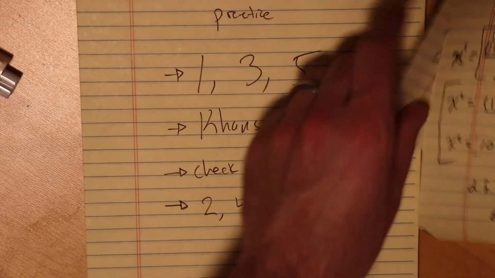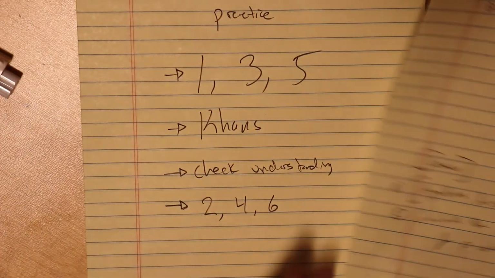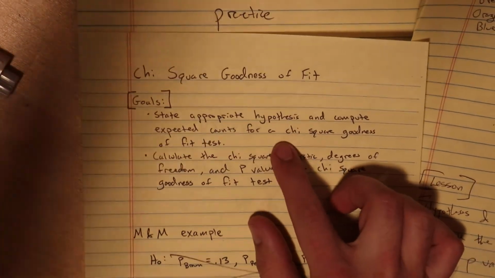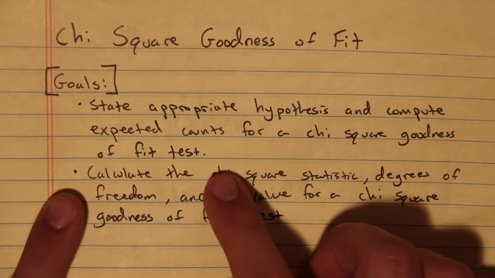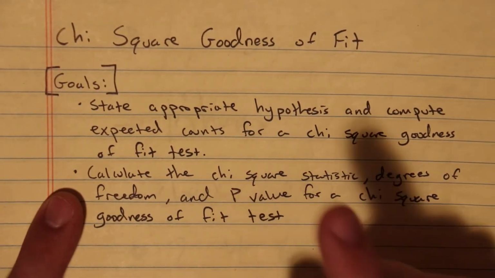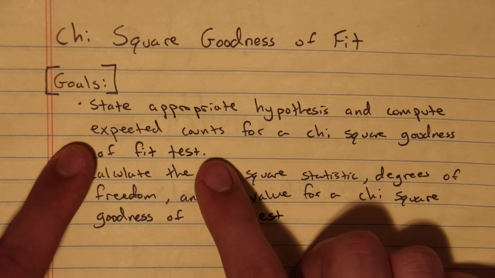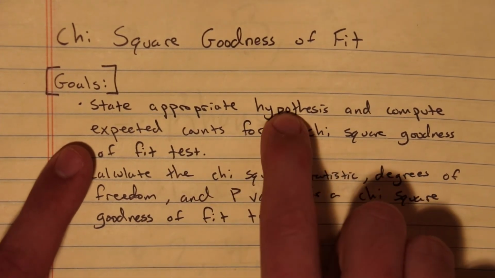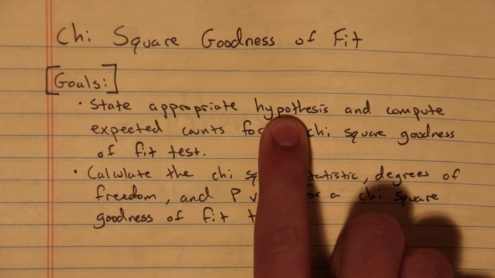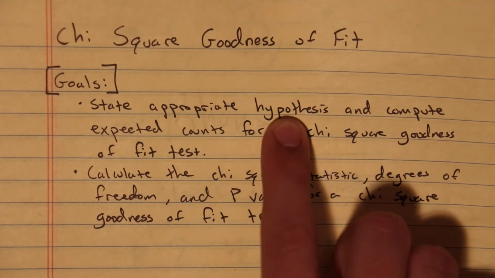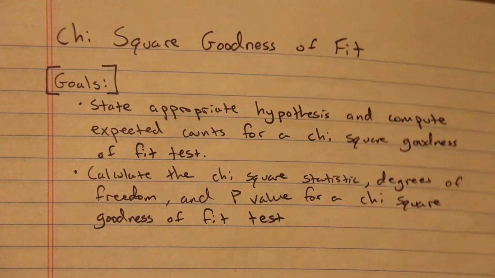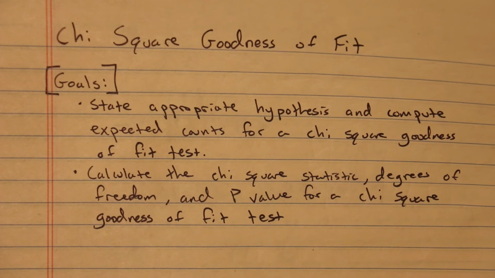So let's revisit our goals. Our goals were to state the appropriate hypotheses and compute expected counts for a chi-squared goodness of fit test. So we did that. Remember, when you state hypotheses, you're saying, let's just assume the company's claim is true. Alternatively, it's not true. Or if the company's claim is correct, or the company's claim is incorrect. But you'd make sure that you elaborate, give context on what company that is.